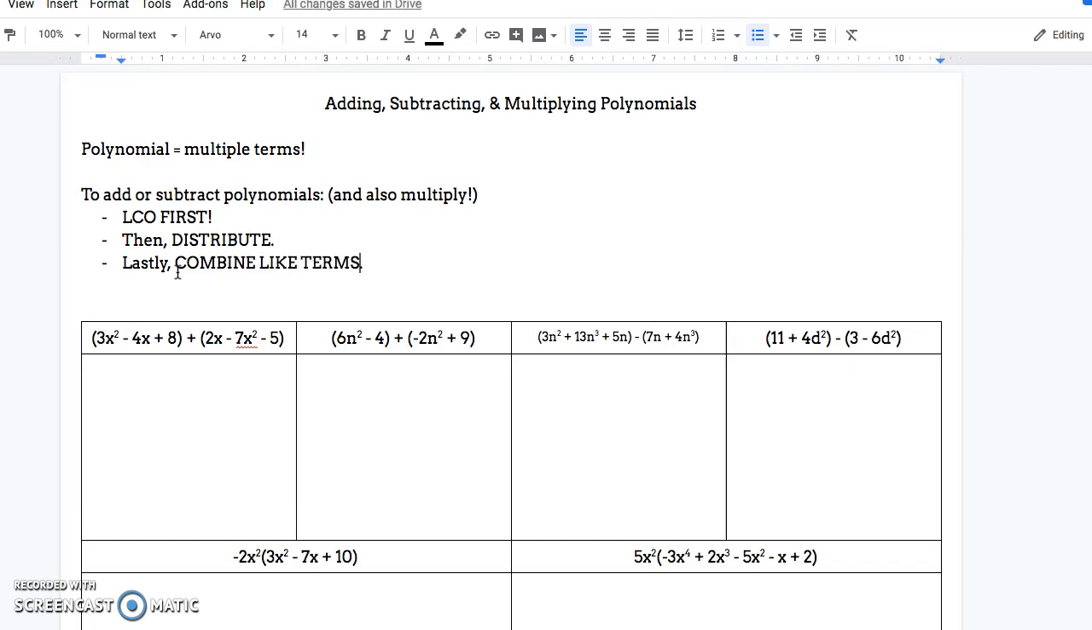And again, you've done this before. This is nothing new, more or less. So we're going to jump right into some examples. I'm going to do one, and then I'm going to have you pause it and you try one. And then we'll repeat that process just to make sure that you're understanding what's happening.